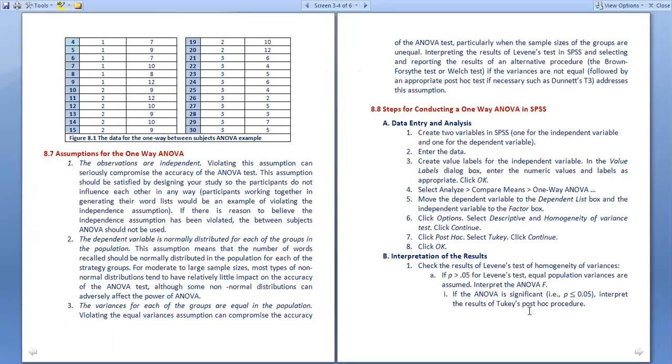So we had seen the data, and we all know that the assumptions for one-way ANOVA are that the observations are independent, the dependent variable is normally distributed for each group in the population, and the variance for each of the groups is equal in the population. So that's known to us. These steps of conducting one-way ANOVA have already been seen by us here, and now we are coming to interpretation of the result. For interpretation, we have seen Levene's test for equality of population variances, which we have assumed, and it comes to 0.05 in our case.